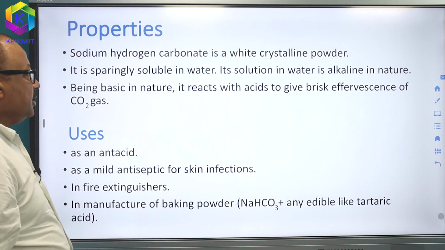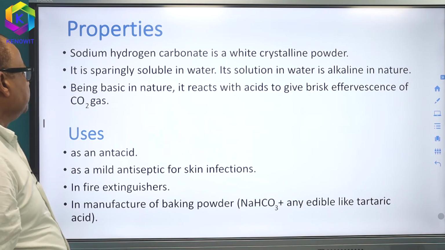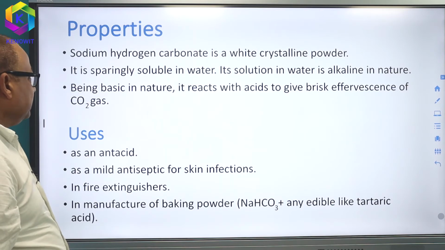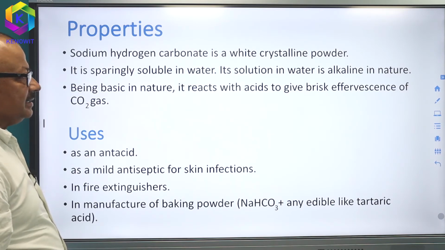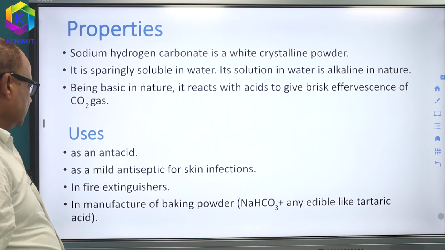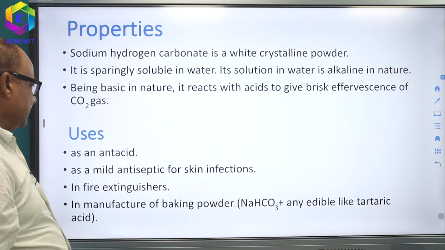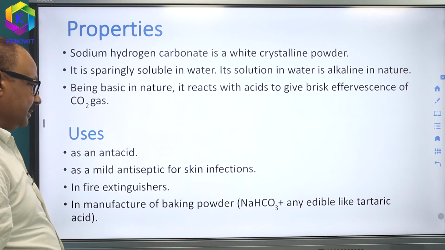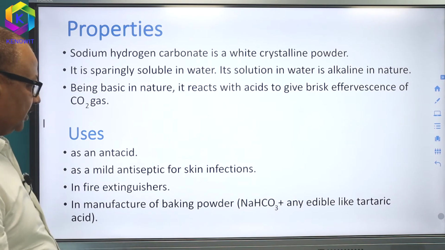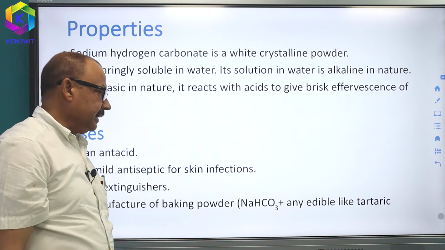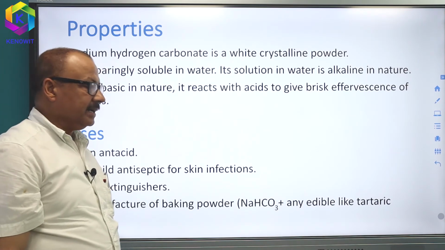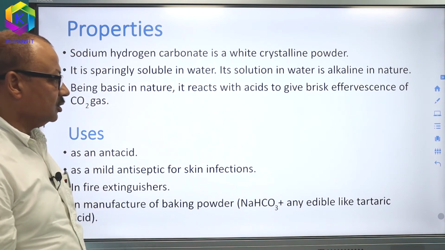Sodium hydrogen carbonate is a white crystalline powder, sparingly soluble in water, and being basic in nature, it reacts with acids to give brisk effervescence of carbon dioxide. It is used as an antacid, a mild antiseptic for skin infections, and in the manufacturing of baking powder, NaHCO3 plus any edible acid like tartaric acid.